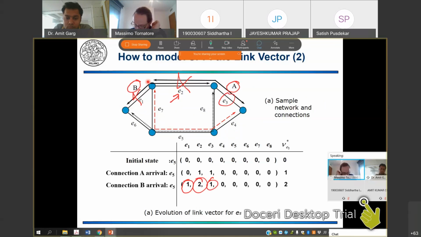So overall, the capacity that I need for share protection is always the maximum among all these values. That's the trick of the link vector. The link vector allows you to know how much capacity you need on link E5 when all the other links fail. And the amount of capacity that you need is the maximum among all these values. Okay?